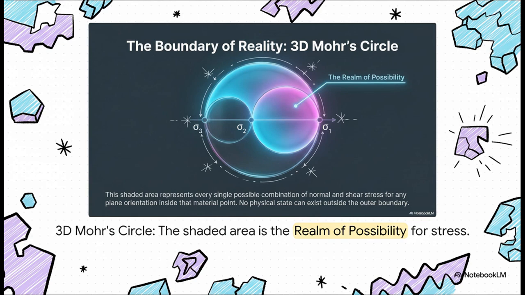This is it. This is the grand finale of our entire analysis. 3D Mohr's circle. Those three principal stresses we calculated, they define the size of these three circles. And that shaded area, that is the realm of possibility. It represents every single possible combination of normal and shear stress that can exist on any plane passing through that point. Any stress state inside this region is physically possible. But, and this is the crucial part, you can never have a stress state that exists outside the largest circle. That line is the absolute boundary of physical reality for that material.